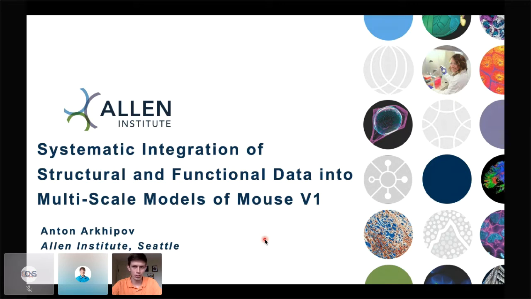Thanks to all the attendees and all the speakers. It's an exciting event. And so we've heard a lot about different types of data that the Allen Institute has produced and some analysis of those data. And what I'm going to tell you is another area of research where we are trying to integrate a lot of those data systematically into models, into biologically realistic multi-scale models of, currently, mouse V1.